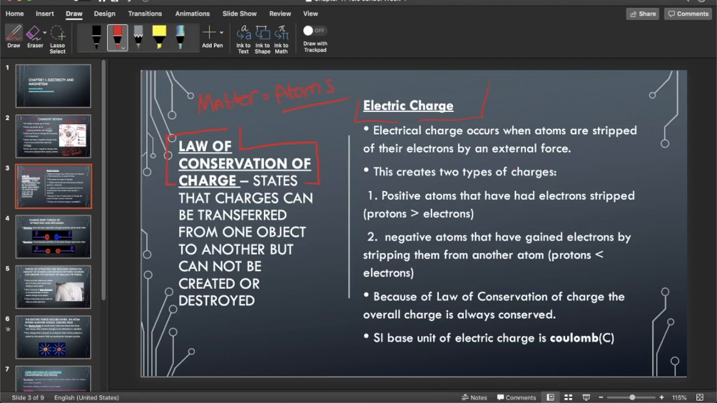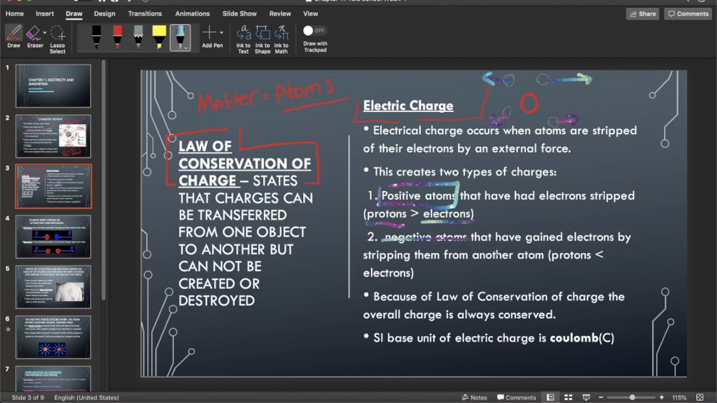An electric charge occurs when atoms are stripped of their electrons by an external force. We have our atom here, and our little cloud of electrons floating around it. If those electrons are ripped away, goodbye, my electron friends, this creates charges. Positive atoms have had electrons stripped, so they have more protons than electrons, like we discussed last time.